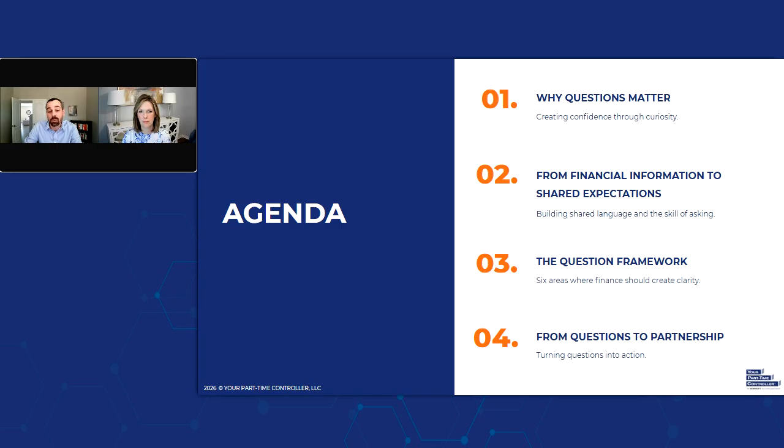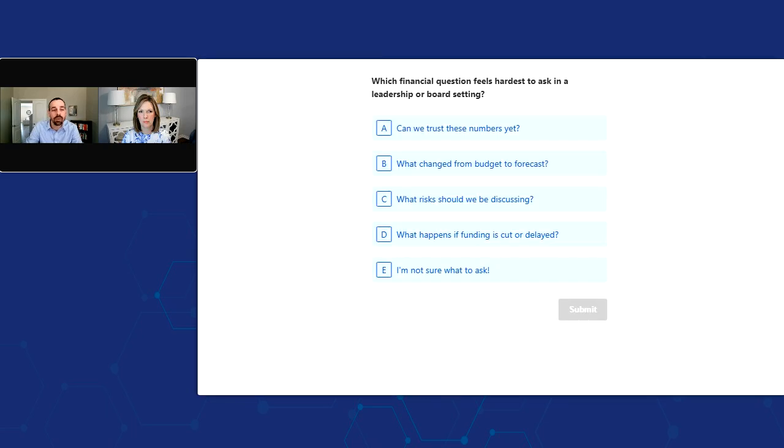matter, but first we have a poll question. What financial question feels hardest to ask in a leadership or board setting? A, can we trust these numbers yet? B, what changed from budget to forecast? C, what risk should we be discussing? D, what happens if funding is cut or delayed? Or E, I'm not sure what to ask.